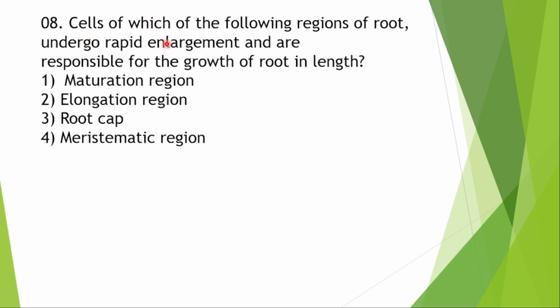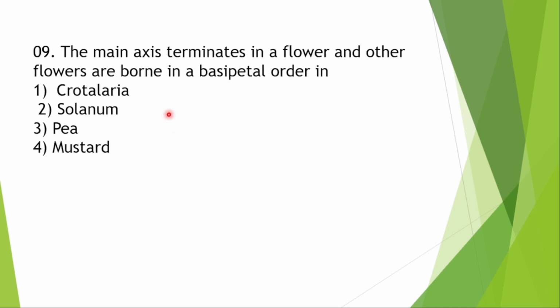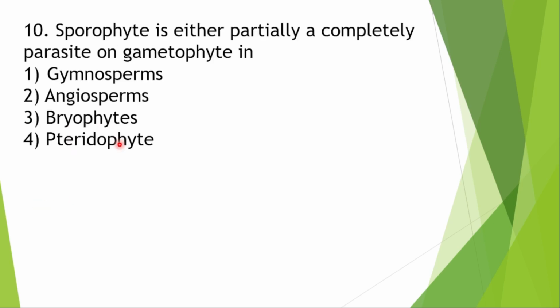Eighth one, cells of which of the following regions of the root undergo rapid enlargement and are responsible for the growth of the root in length? Maturation region, elongation region, root cap, meristematic region. The right option is option 2, elongation region. Ninth one, the main axis terminates in the flower and the other flowers are borne in basipetal order in Crotalaria, Solanum, pea, mustard. So here the right option is Solanum.